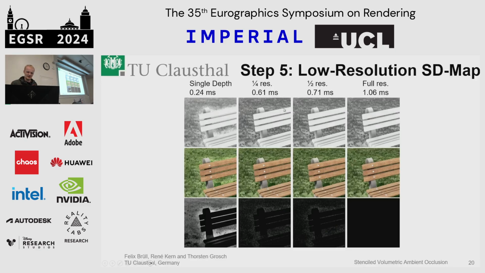And in between, we have the quarter resolution and the half resolution stochastic depth map. And I would say that there's not really much of a noticeable difference between those images. However, the rendering time, which is here, gets significantly faster, from 1 millisecond in full resolution to 0.6 milliseconds in quarter resolution. This is for the full ambient occlusion pass, not for the stochastic depth map.